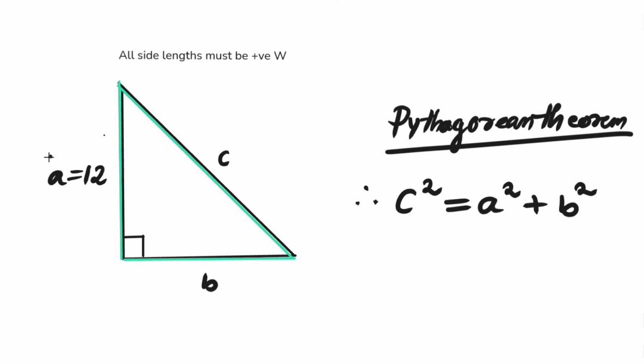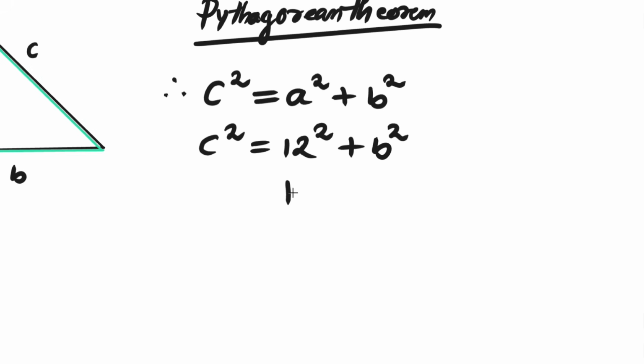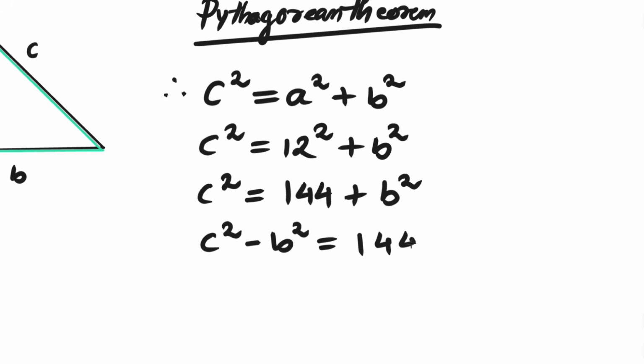Now let's substitute the value of A. Since A equals 12, we obtain C squared equals 12 squared plus B squared. 12 squared is 144, so this becomes C squared equals 144 plus B squared. Now let's move B squared to the left side. Doing that gives us C squared minus B squared equals 144.